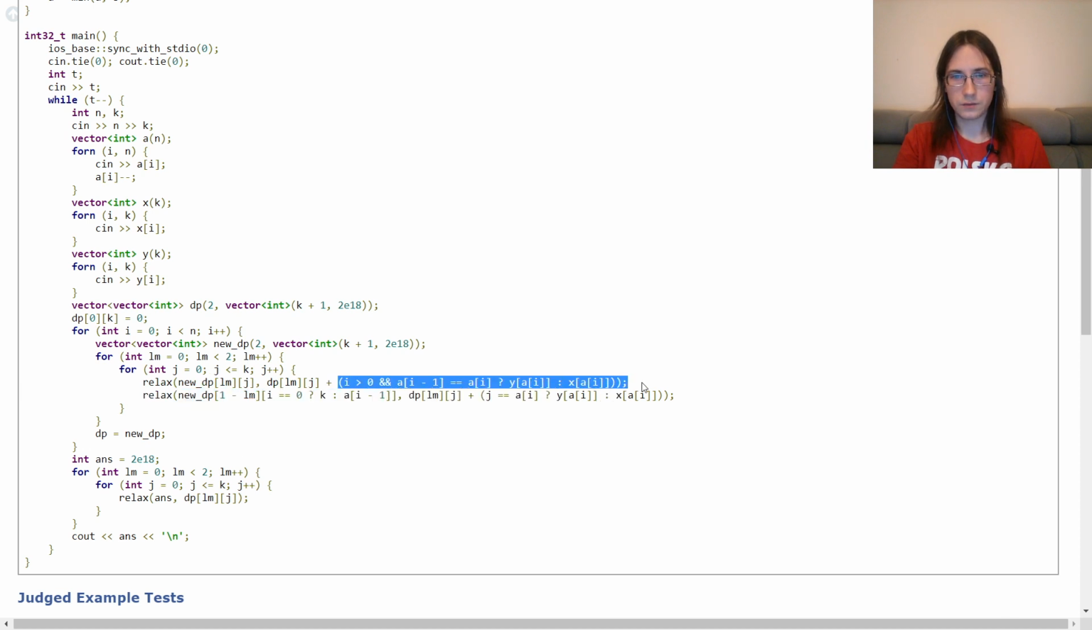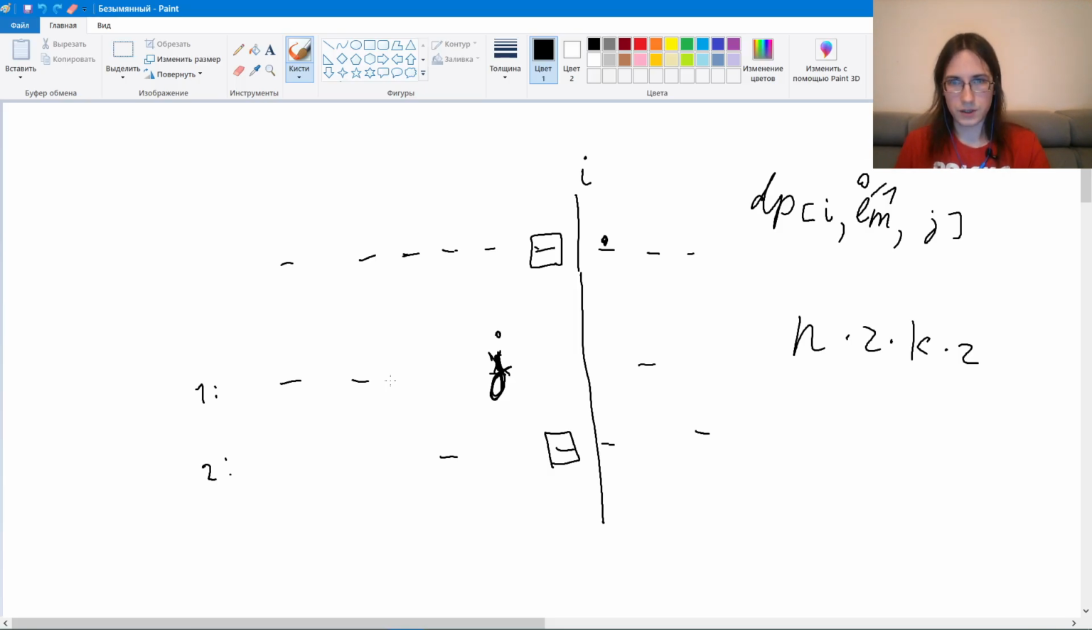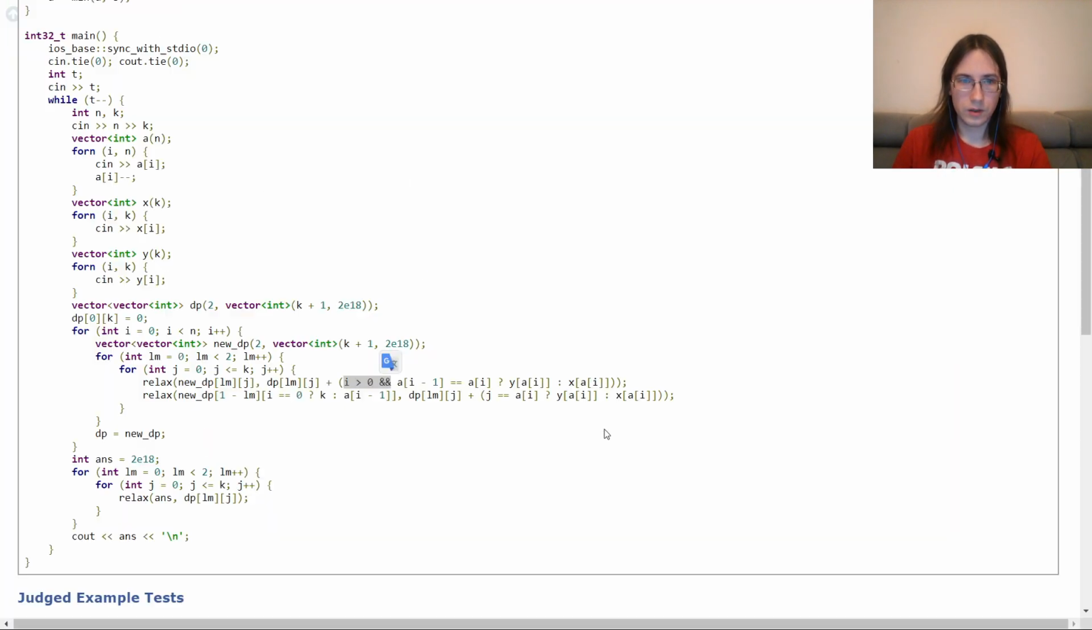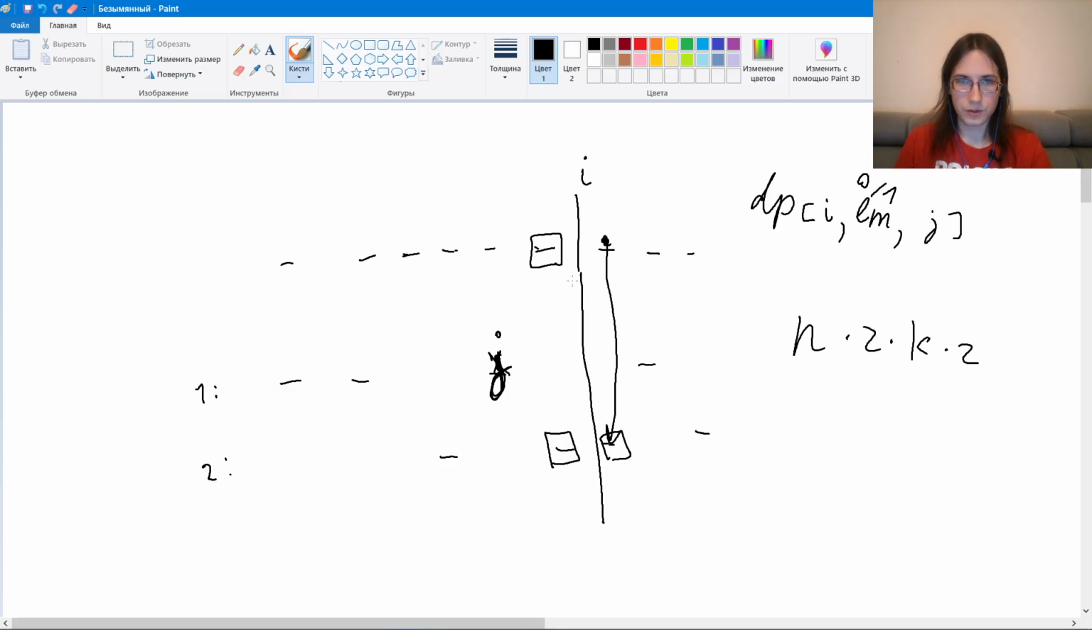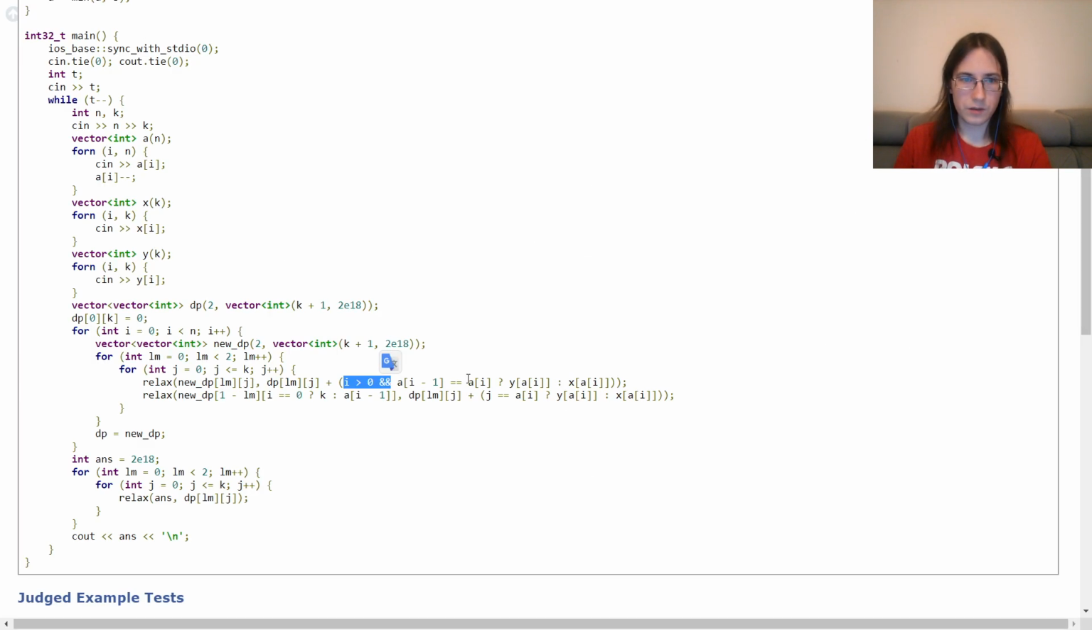And the price of such a move is this: this move means that we add this value to the same sequence as the previous value. So if the previous value exists and it's the same as ours, then we pay a smaller price. Otherwise, we pay the full price for this value.